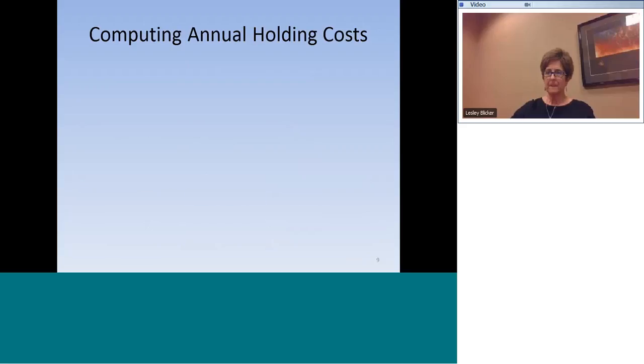Remember I said at the beginning of the tutorial that we want to use the EOQ model to find the very best order quantity that will balance the ordering or setup costs with the holding or carrying costs. Now we just calculated the setup costs as $60. Let's see how it compares with the holding or carrying costs. The formula to compute annual holding costs is the order quantity divided by 2 multiplied by our holding cost per unit.